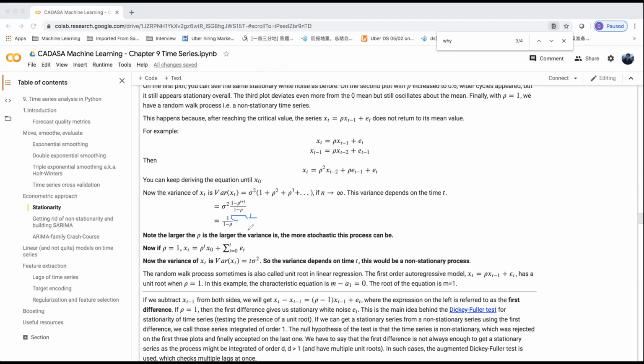Now, if rho is getting bigger and bigger, what's going to happen to the variance of xt here? That's a question for you guys. What do you think? If rho is increasing, what's going to happen to the variance of this? Is the variance going to increase or decrease?